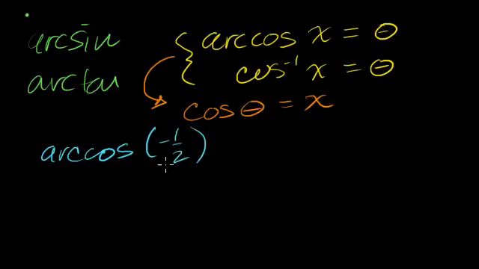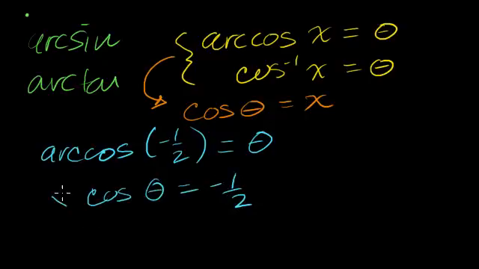My brain says that this is going to be equal to some angle. And this is equivalent to saying that the cosine of my mystery angle is equal to minus 1/2. And as soon as you put it in this way, at least for my brain, it becomes a lot easier to process. So let's draw our unit circle and see if we can make some headway here.